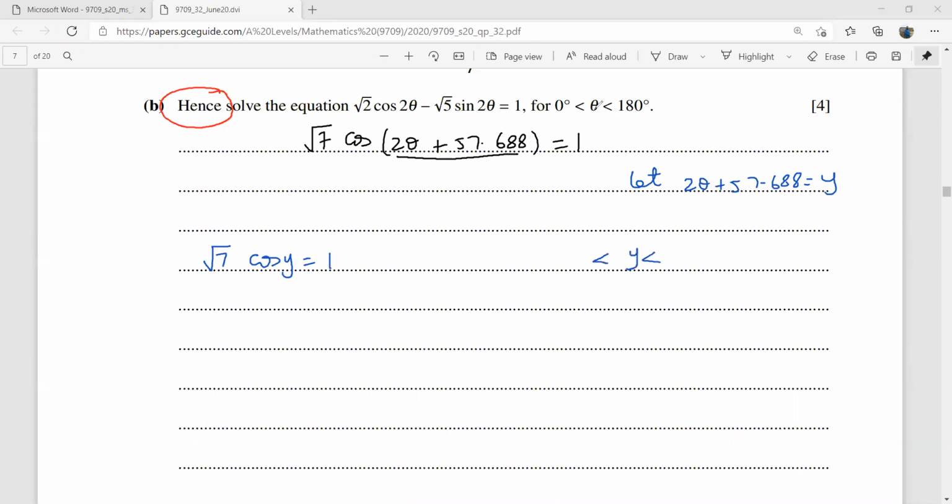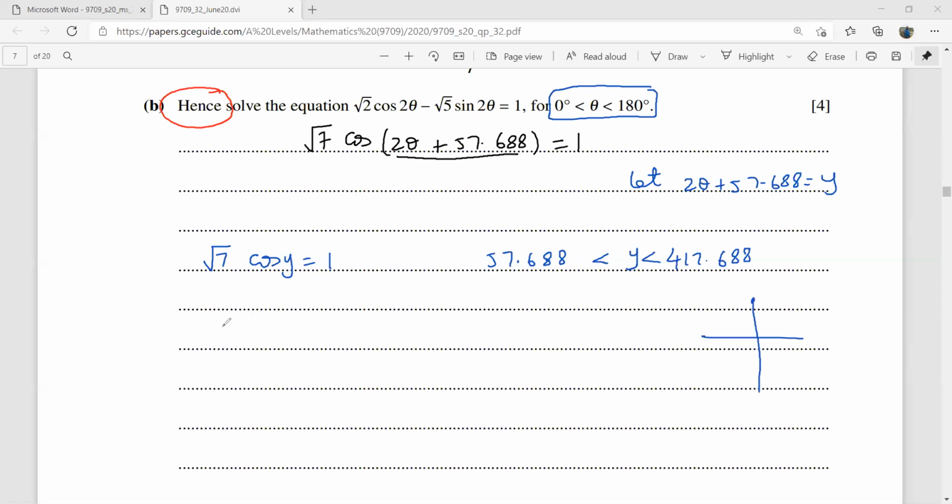So using these limits of theta, I put the lower limit of theta into it and I get the lower limit of y, that is 57.688. Then the upper limit of y is going to be 360 plus 57.688. So that is 417.688.